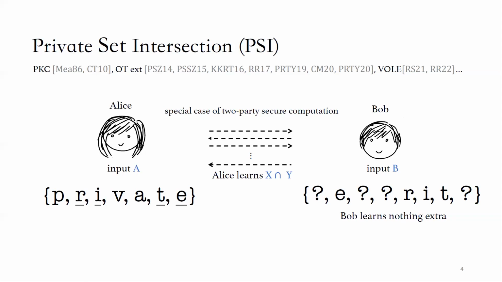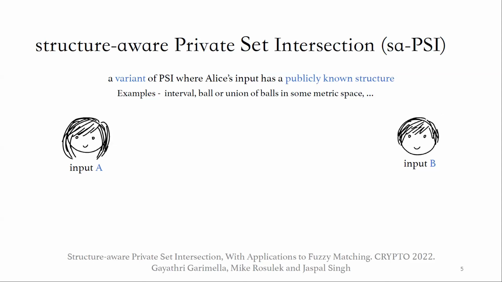PSI finds many useful applications in practice. And in the last decade, many interesting techniques have evolved to design efficient and scalable schemes for PSI. Last year, we studied a new variant of this problem that we call structure-aware private set intersection. Here, Alice's input has some publicly known structure. For example, both Alice and Bob might be aware that Alice's input is an interval of points, or maybe it's a geometric ball or the union of geometric balls defined within some metric space.